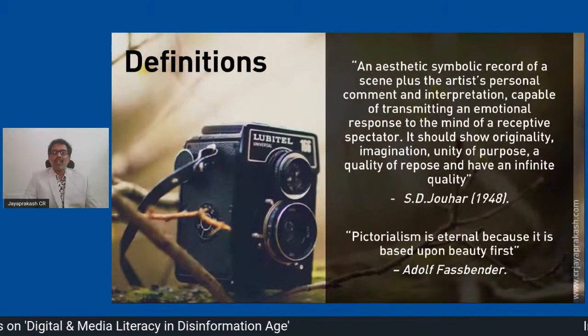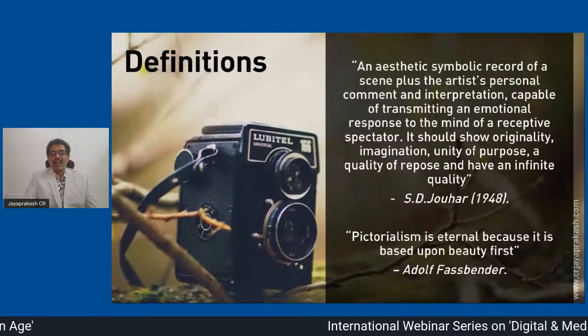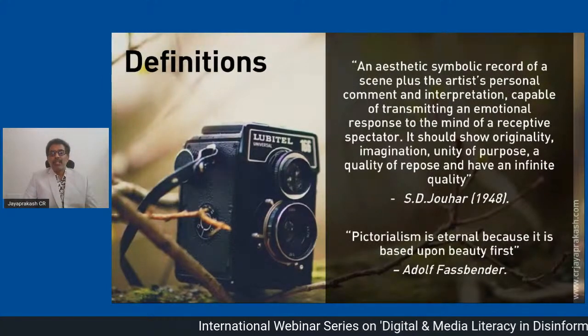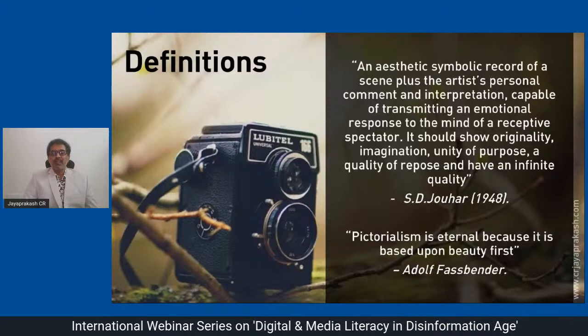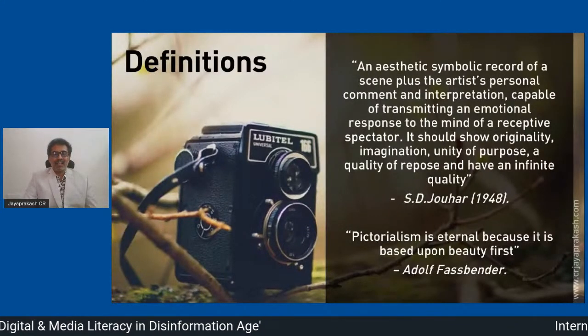I'll go with the smallest definition, because the bigger one you can read anytime. You can come back and see it on YouTube. Pictorialism is eternal because it is based upon beauty first. That is why this art survives.